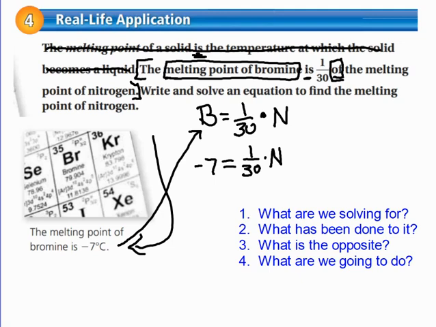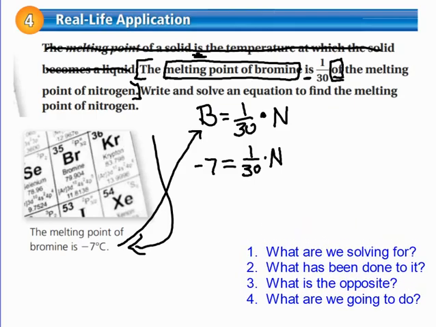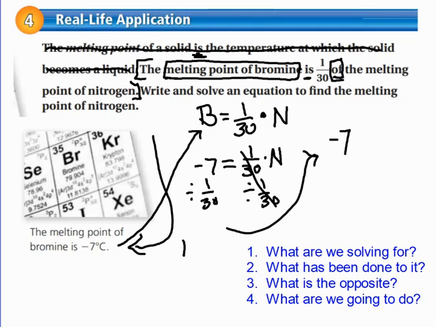All right, so solving for N, we can ask ourselves these questions. What are we solving for? N. What has been done to it? It's been multiplied by 1/30. What is the opposite? Dividing by 1/30. So I'm going to divide both sides by 1/30. And then remember, when you divide by a fraction, I'm going to write right up here, we have -7. We're going to keep, flip, change. So let's flip this one upside down, 30/1.